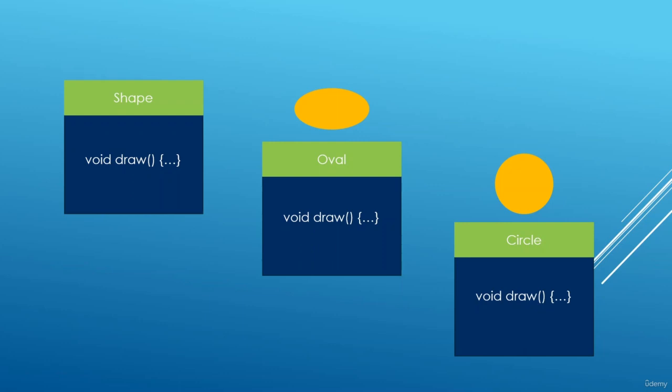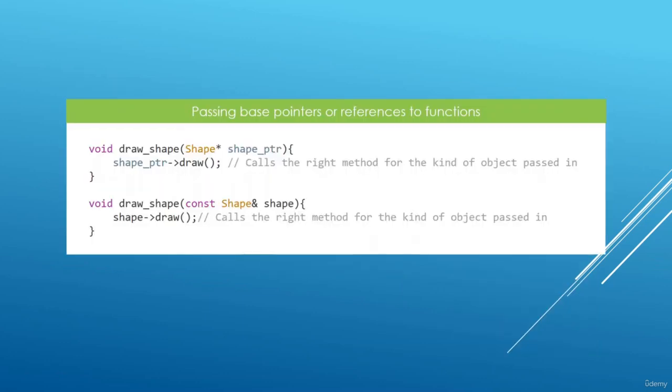If you didn't use polymorphism, you would need to set up all kinds of crazy methods to draw each kind of object. And we have no way around this because these are different types. If you have a method that takes an oval and you pass in a circle, that's going to give you a compiler error. But with polymorphism, we can set up a single method which takes a shape pointer or a shape reference, and we can pass in all kinds of crazy objects whose class derive from shape.